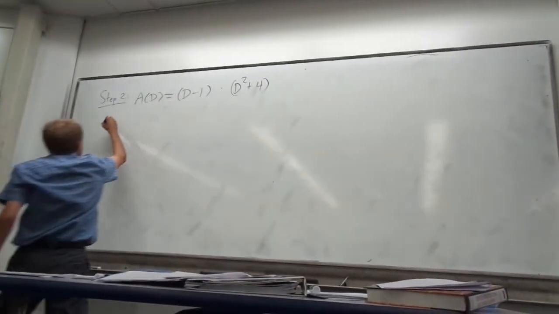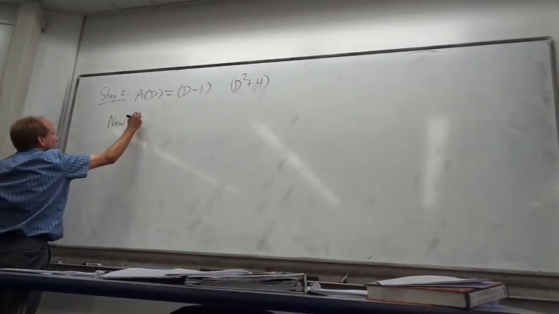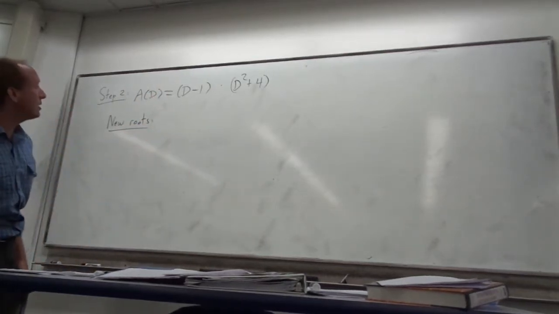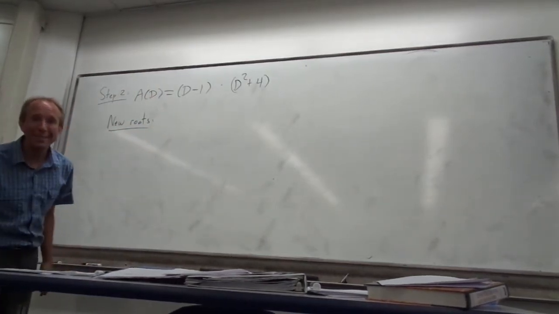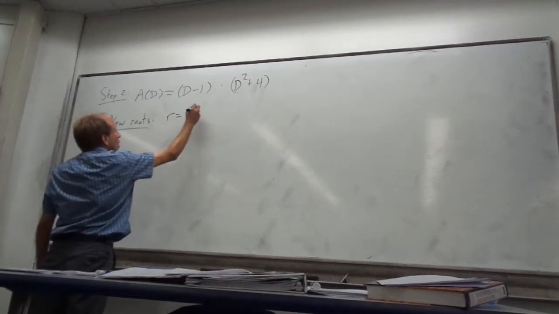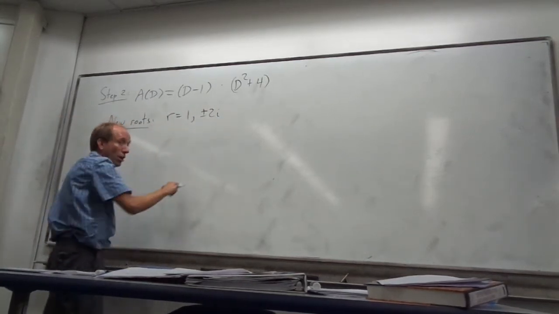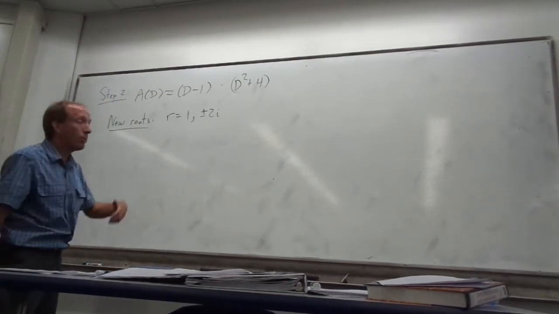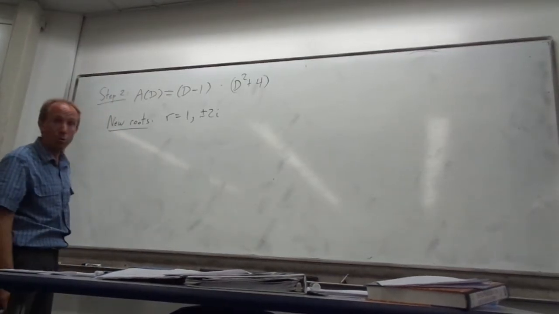Perfect. So now we have to look at the new roots that we are now having to introduce. So what are my new roots? 1 and plus or minus 2i, which actually are just repeats of roots we already got. So we have to keep that in mind when we're writing down the next terms of the solution.